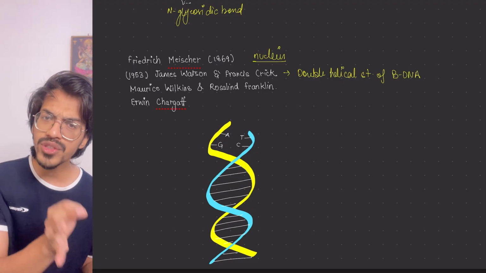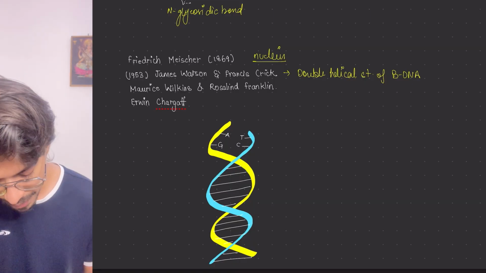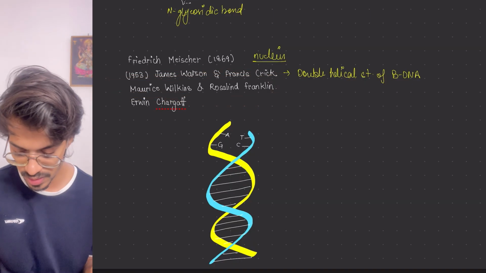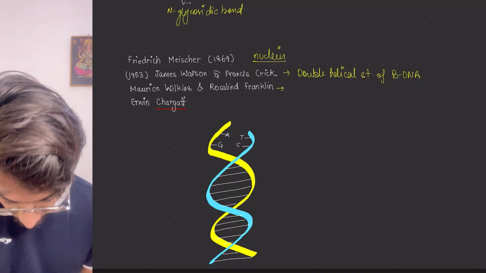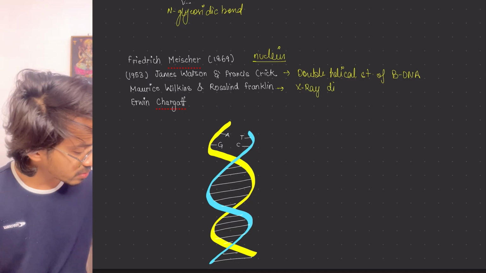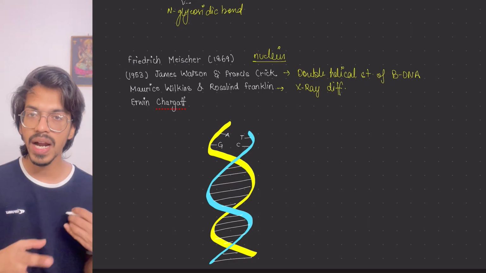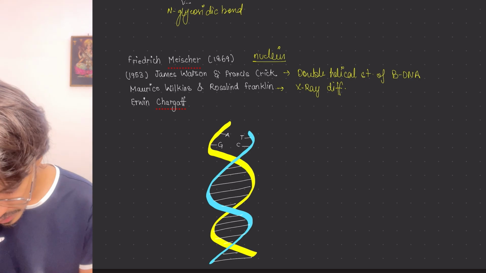And on whose research work did they build? They built on the work of Maurice Wilkins and Rosalind Franklin, okay, and they did an experiment of what? X-ray diffraction, right? Yeah, X-ray diffraction technique. Through that they found out the composition.